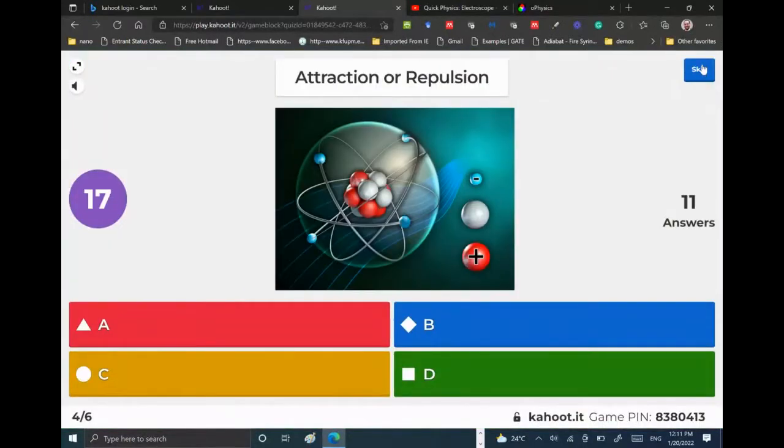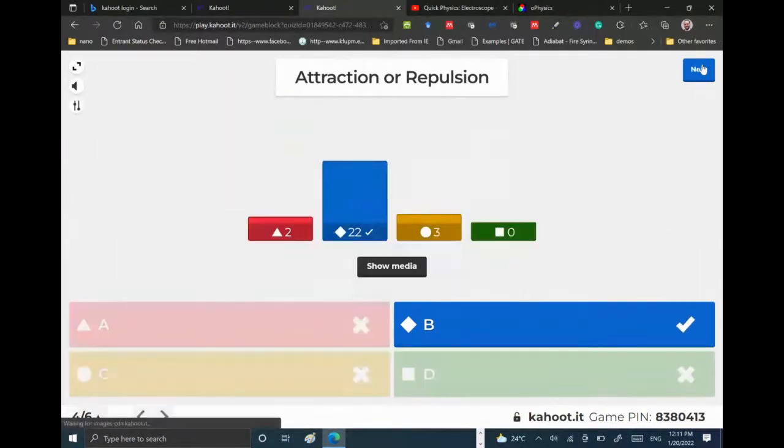Okay, so you still have 20 seconds. 10. Okay, so let's look at the answers. All right, so we have 22 correct answers, but 5 incorrect answers. All right, so let's look at this.